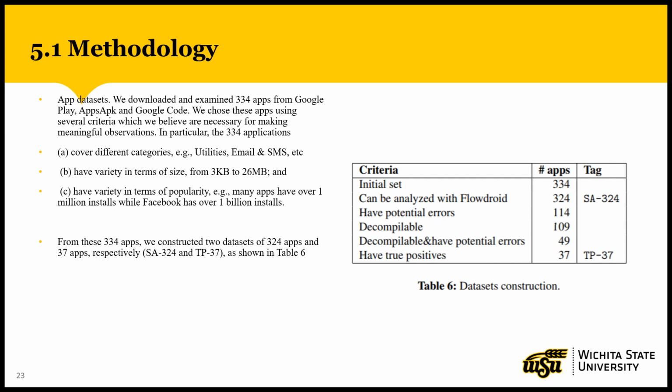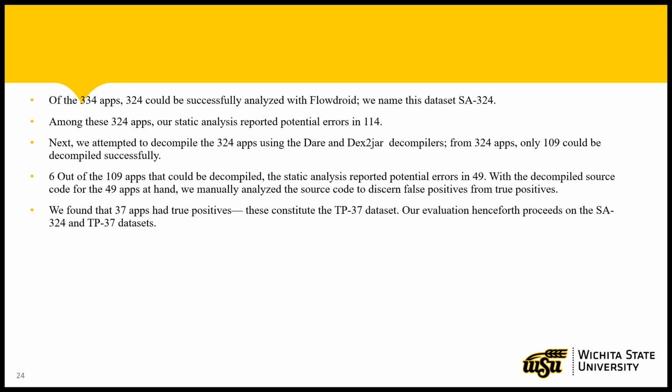In particular, the 334 applications cover different categories such as email, SMS, games, etc., and have variety in terms of size from 3 KB to 26 MB and in terms of popularity. From these 334 apps, we have constructed two datasets of 324 apps and 37 apps respectively, as shown in table 6. Of the 334 apps, 324 could be successfully analyzed with Floodroid. We named this dataset SA324.